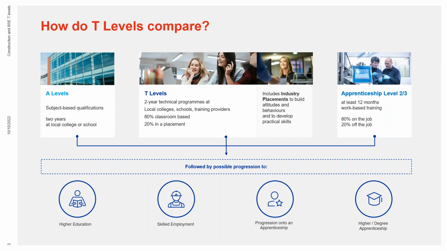So how does the T-level compare? T-levels are at level 3, as I'm sure you're all aware, and typically at level 3 you've got your A-levels. I think most of you are very familiar with the A-level route, and then you've got this T-level. Typically, as I said before, it's over 2 years, delivered by local schools and training providers, and it's 80% classroom based and 20% work placement.